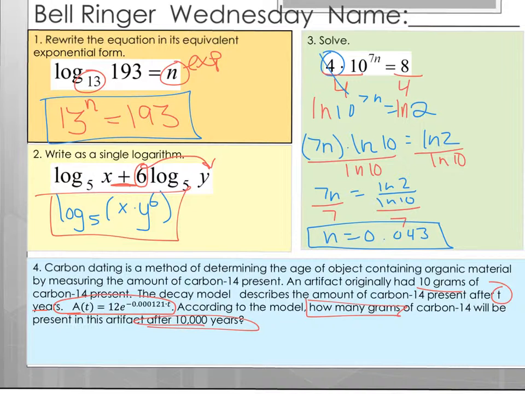So let's substitute that into our equation. We've got 12 base e to negative 0.000121 times 10,000. And using our calculator, we get 3.6, and referencing that back to our problem, that would be in grams of carbon-14.